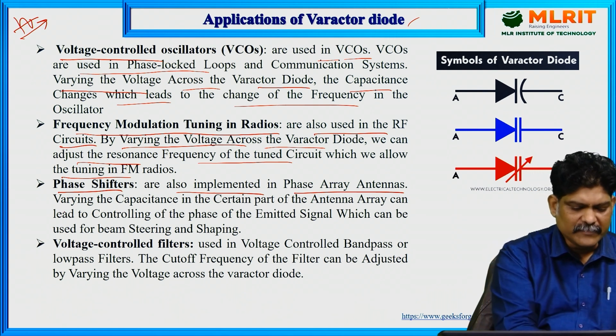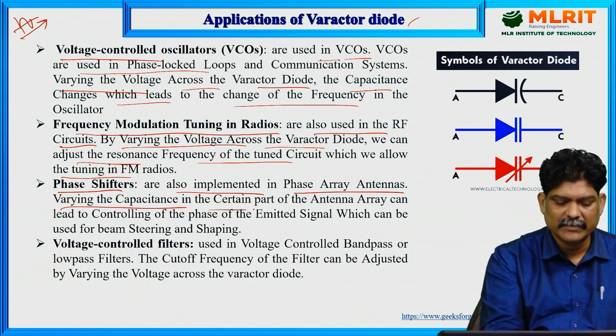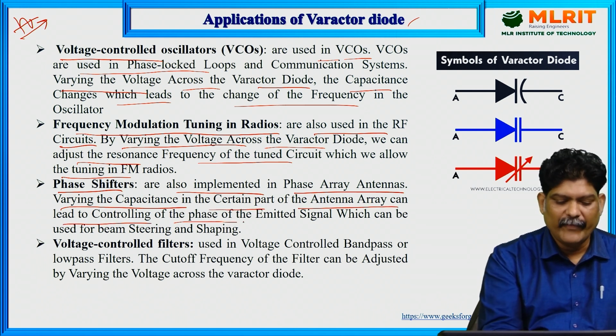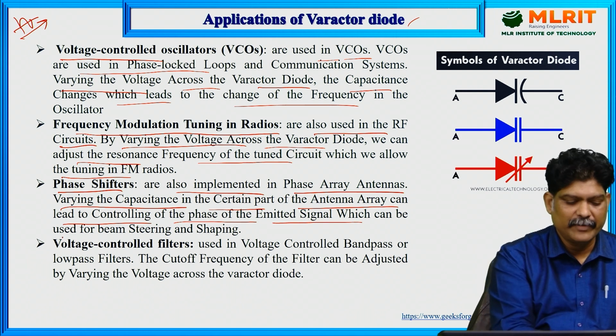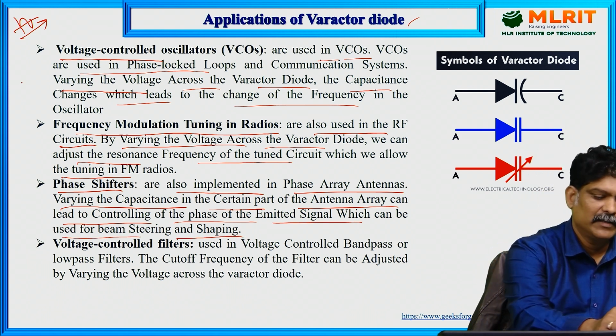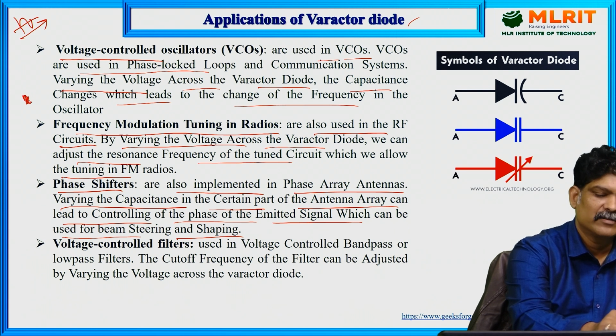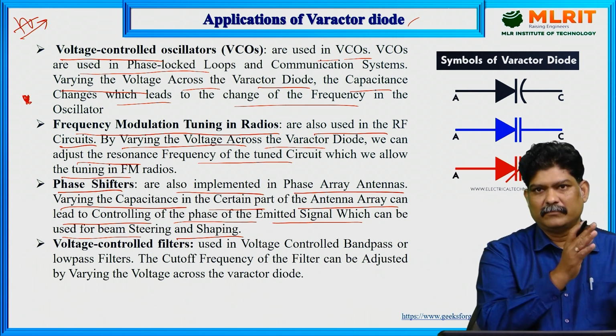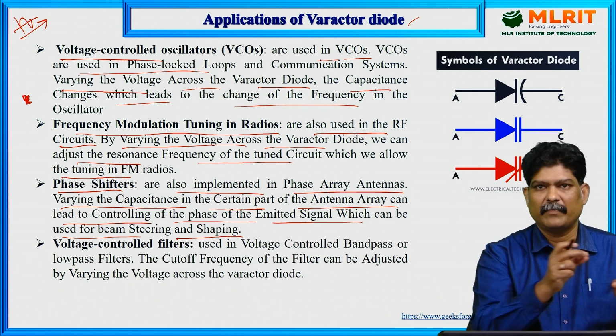So varying the capacitance in a certain part of the antenna array can lead to controlling the phase of the emitted signal, which can be used for beam steering and shaping. So usually beam steering, so these are different kinds of antenna arrays. Antenna array means more than two antennas are combined together.